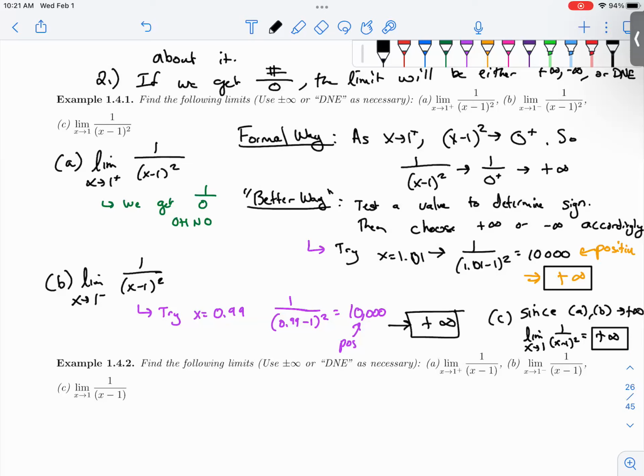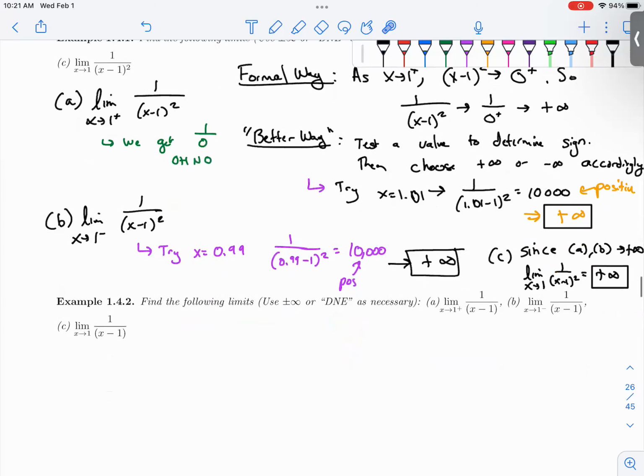Okay. Since A and B went to positive infinity, the limit will actually go to positive infinity. Now it's going to be different when we look at 1 over x minus 1 to the first power. Same thing would happen if that was to the third power, by the way, but let's check this one out.